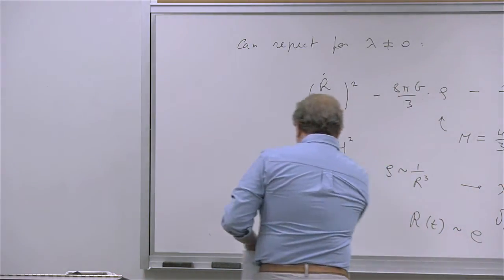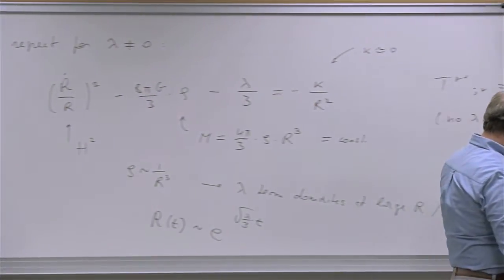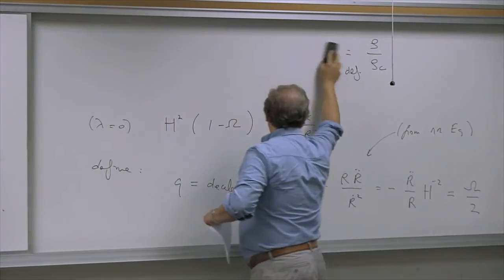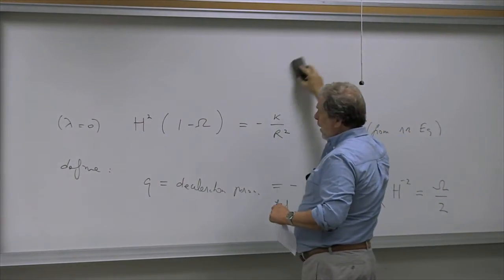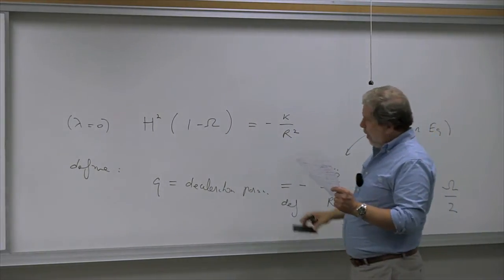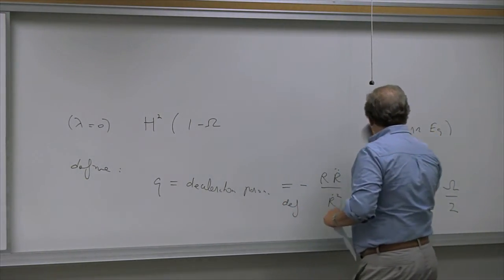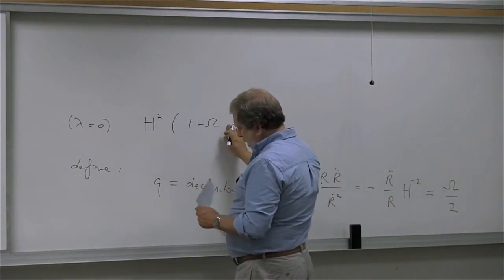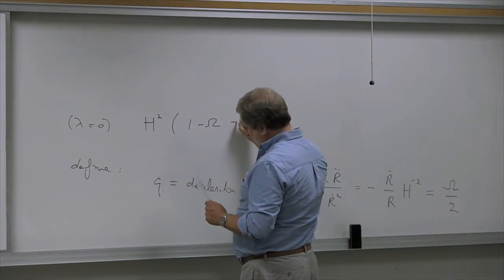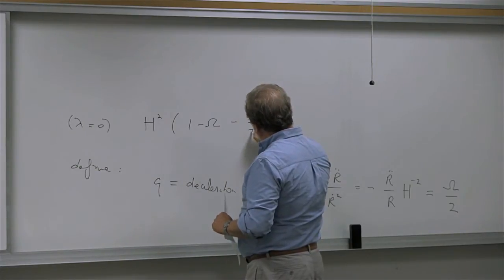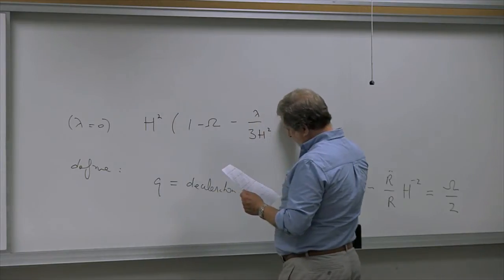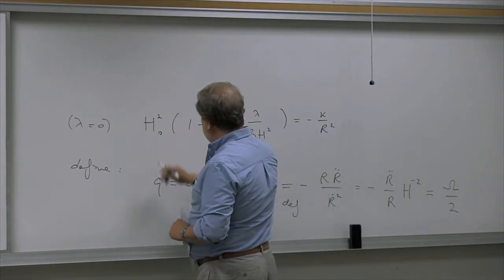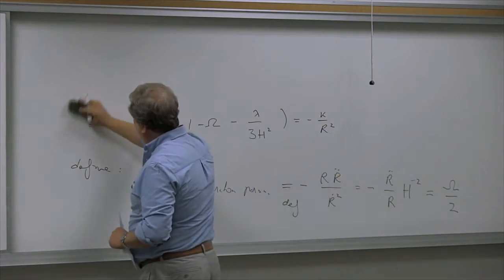So we can write the analog of that equation, right? So this thing is modified, right? I have the luxury here that I can just erase a few things, right? And so there's an extra term in here if you have the lambda term. So I'm going to do that. So it's h squared minus 1 minus omega times, so minus lambda over 3 h squared is equal to minus k over r squared. And this is no longer for lambda equal to 0.